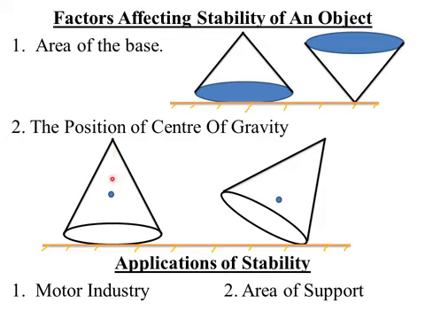So we are saying that the lower the position of center of gravity, the more the stability of an object. The higher the position of center of gravity, the lesser the stability of an object. Therefore, we can conclude that the position of center of gravity of an object is inversely proportional to the stability of an object.